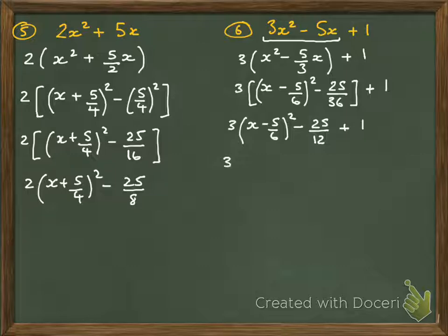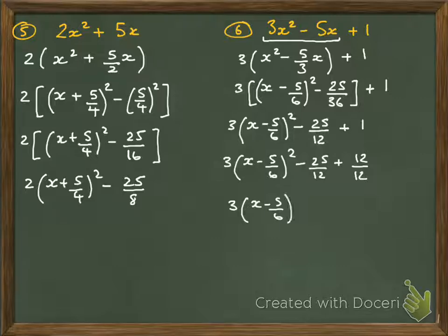So I think that's going to be, if I just put that over a common denominator, obviously you can do this bit in your head or on your calculator. Okay, so I'm going to have minus 25, add on 12, so that's going to be minus 13. So I have 3 lots of x minus 5 over 6 squared, minus 13 over 12, and that's finished.